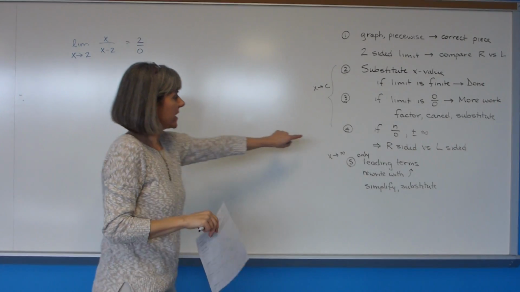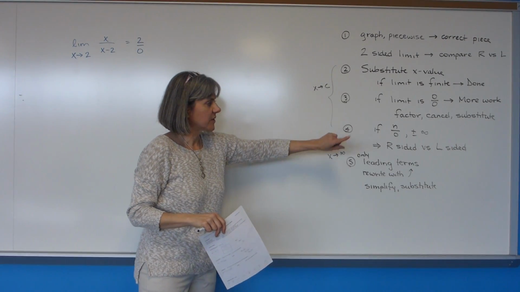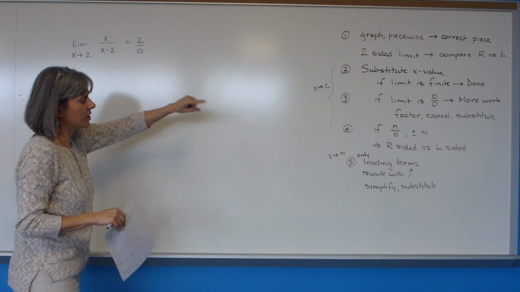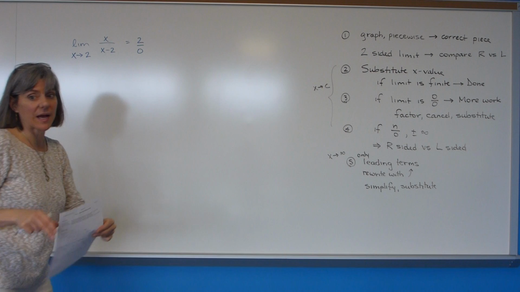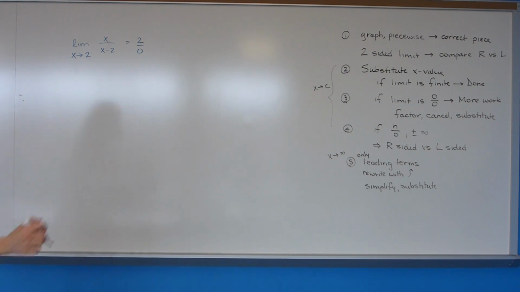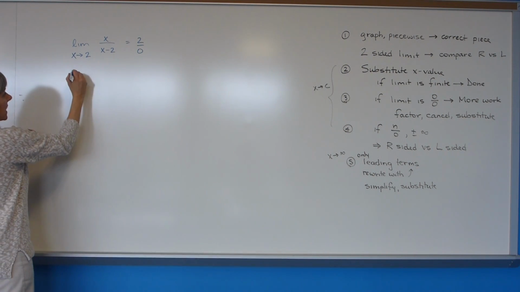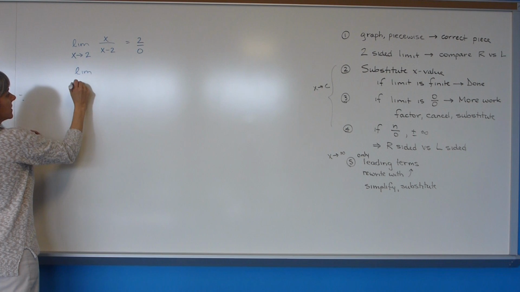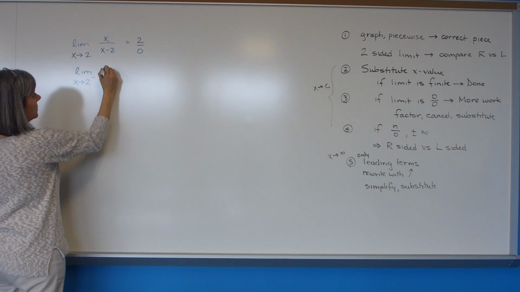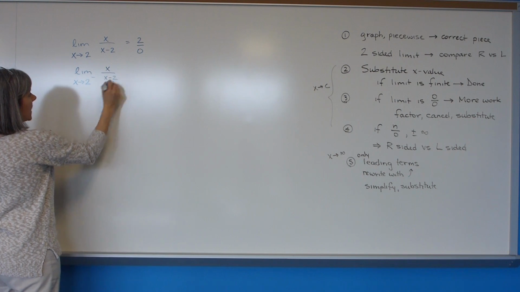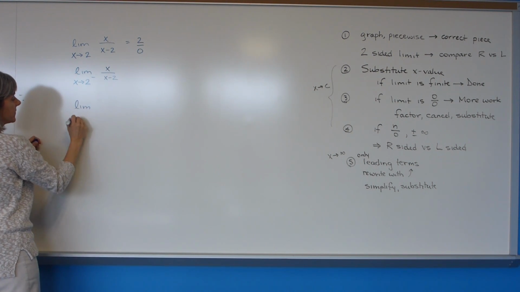Okay, over here, if n equals 0, so I know that, if it's n over 0, this is going to be either plus infinity or minus infinity. So now it really matters what side I'm on. So let's take a look. We're going to split this into two-sided limits: the limit as x goes to 2 from the negative side, and again from the positive side.